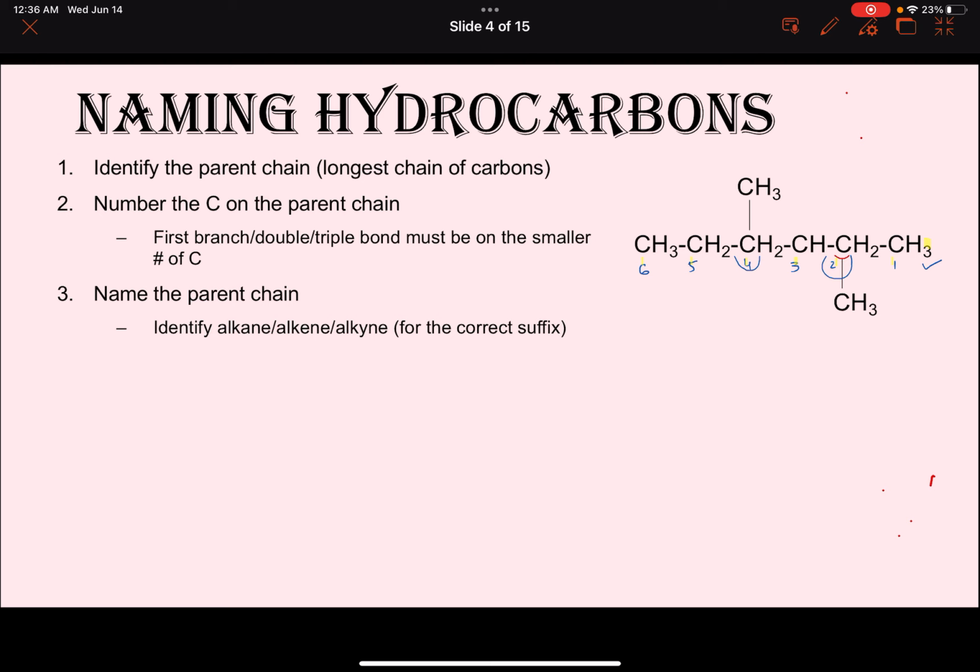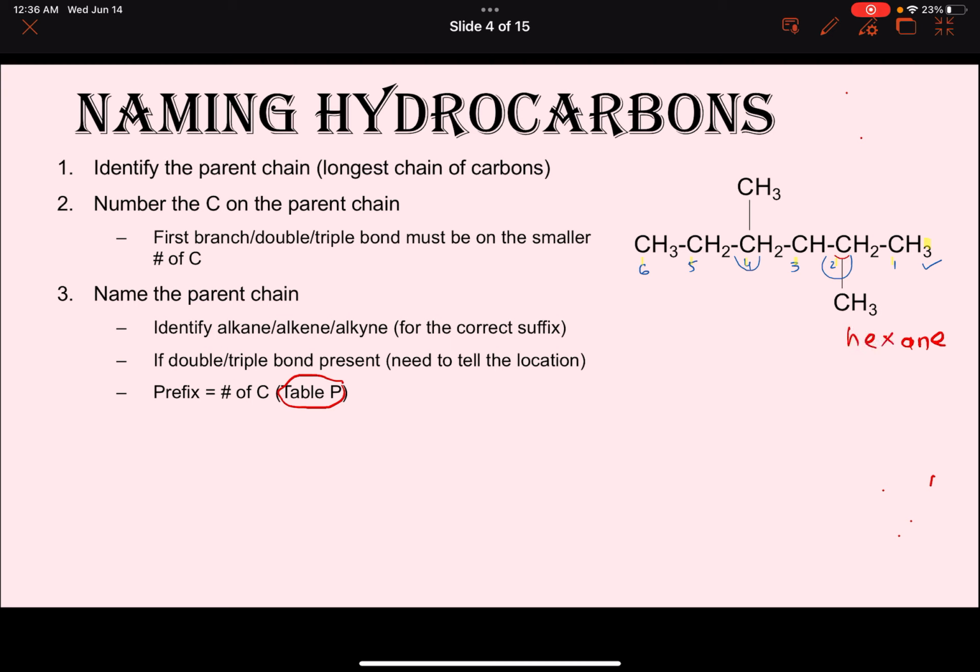So we are going to end the name with an ane, A-N-E. Okay, the next thing that we're going to do is see if there is a double or a triple bond present. If yes, we need to identify the location. We do not have a double or triple bond in this case, so we don't have to worry about it. Then we have to add the prefix of the parent chain to indicate the number of carbon atoms in the parent chain. So your prefixes are given in table P. So the prefix for 6 carbon atoms is hex. So this is going to be hexane.